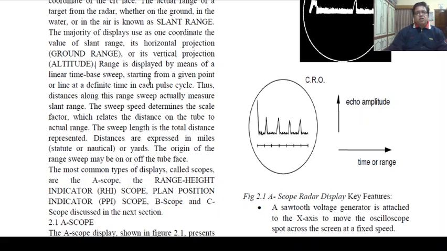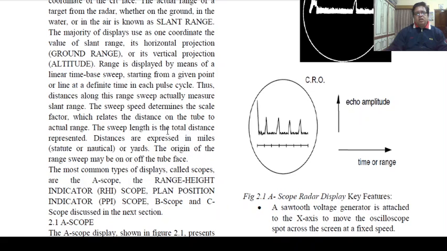Range is displayed by means of a linear time-based sweep, starting from a given point or line at a definite time in each pulse cycle. Thus, distances along this range sweep actually measure slant range. The sweep speed determines the scale factor, which relates the distance on the tube to actual range.